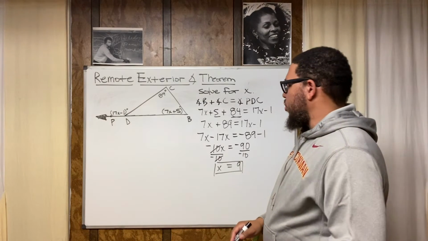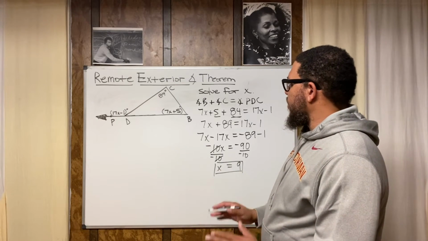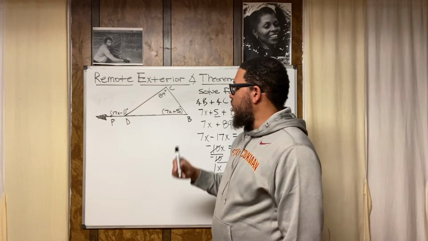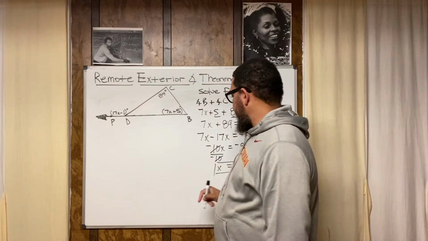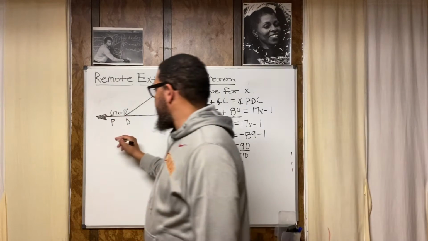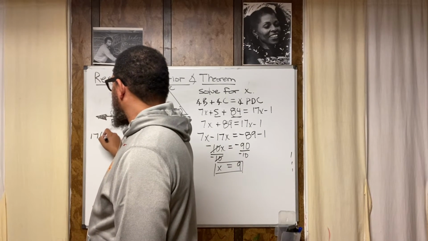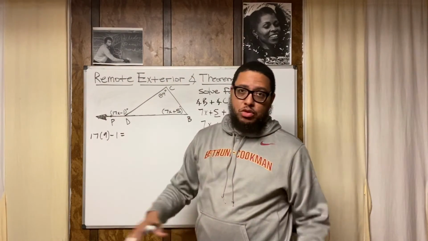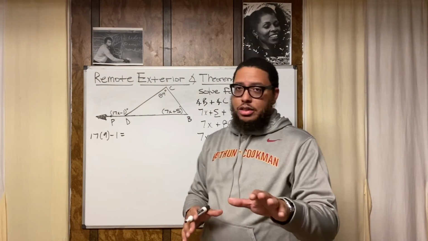But let's check our work, though, right? Because we want to make sure that this angle plus this angle is equal to that angle. So if x is 9, then that means that the measure of this angle is going to be 17 times 9 minus 1. 17 times 9, this is how I do the mental math. Let me show you this, right?